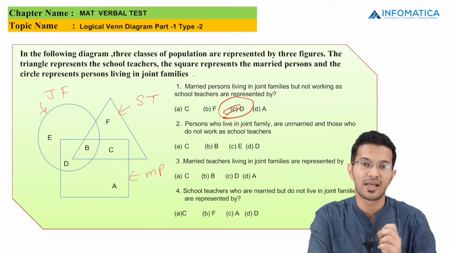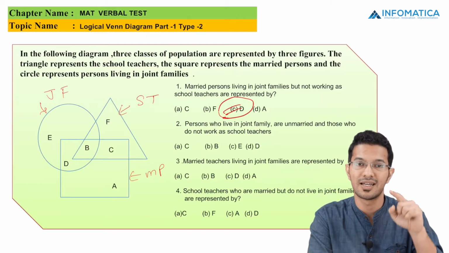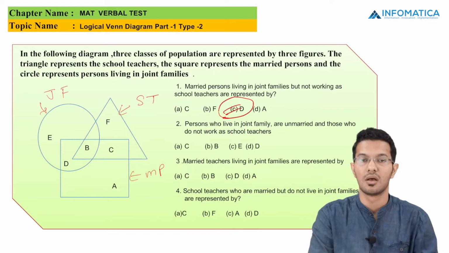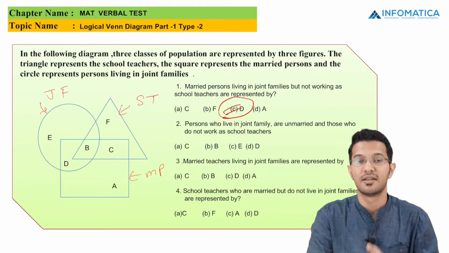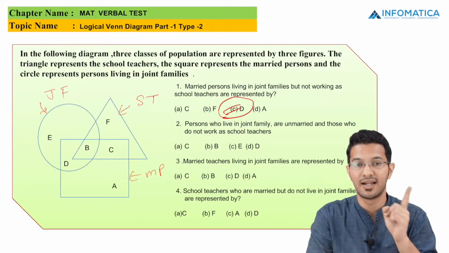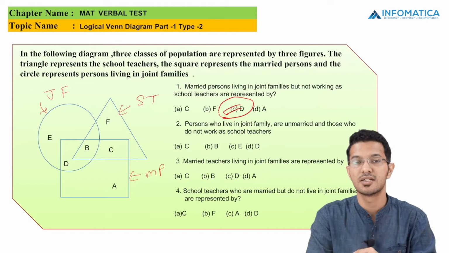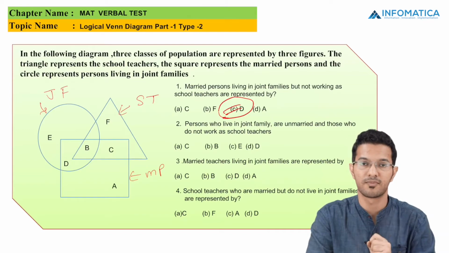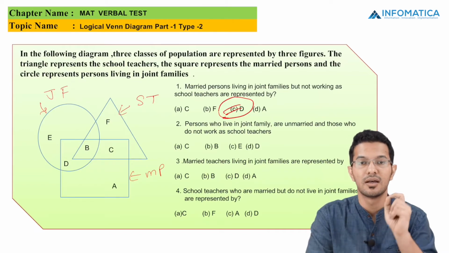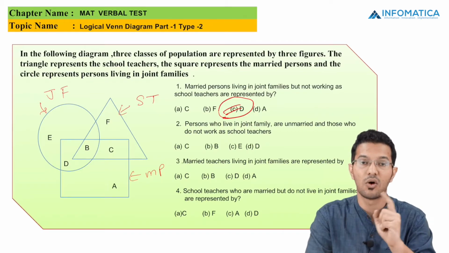So as of now, I can just say the answer to this question will be capital letter E. Why? Because it is outside the square. So the answer will be capital letter E or option C.